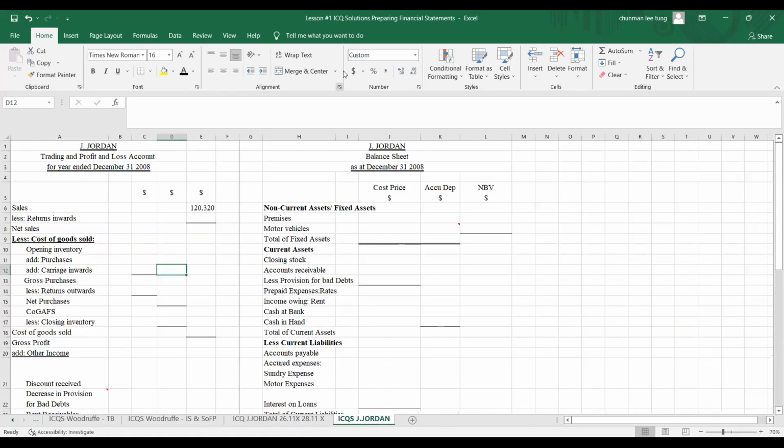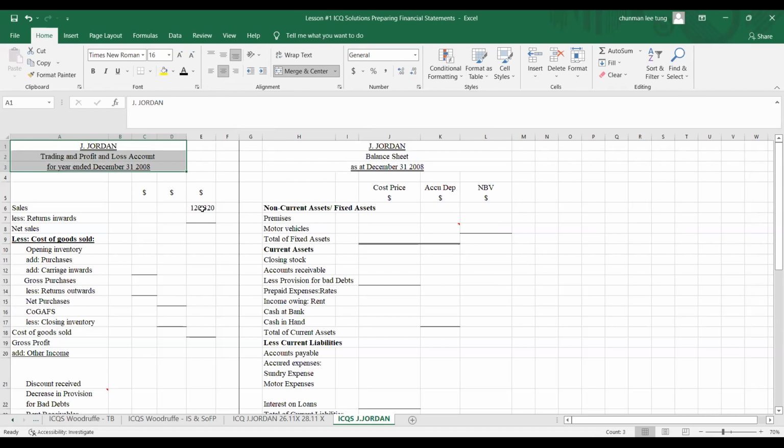First things first, whenever we are starting off with any question, we put the name of the business. You want to work out at least 1 mark. You have the name of the business in your 3 lines here: J. Jordan, trading and profit and loss account, and what year we are preparing it for, December 31st, 2008. Depending on the edition of the textbook you all are using, the year might be slightly different, but the question, the numbers, everything should be the same.